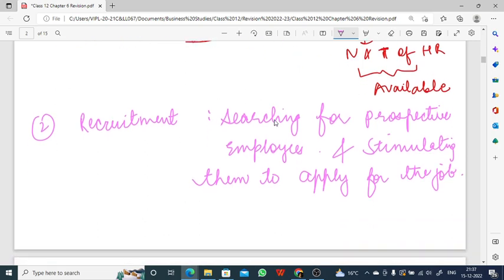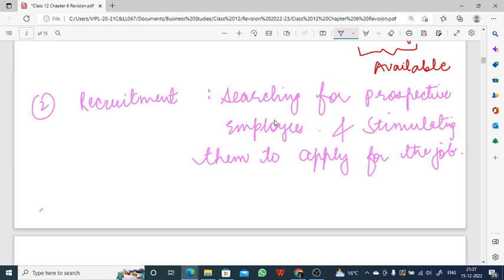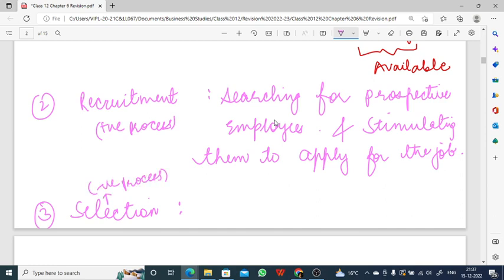So let's go to the third point, that is selection. When I'm talking about selection, this is a negative process. This was a positive process, this one is a negative process. Why? From here we'll be choosing the best person. Out of the people who have applied, we will choose the best.